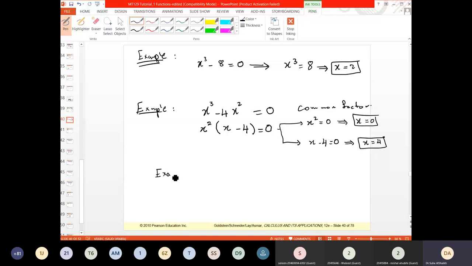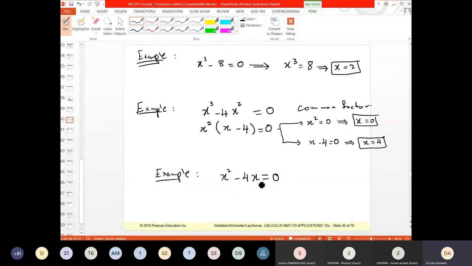Even if I have a second degree equation like this one I'm going to show you here. If I have x squared minus 4x equal to 0, just like this. This is a second degree equation, but it has an easy way to solve.